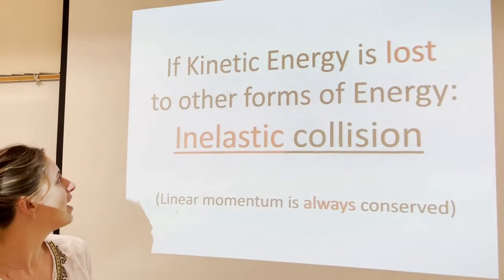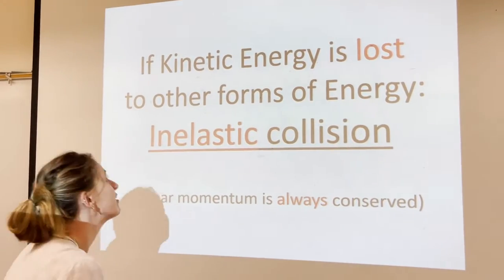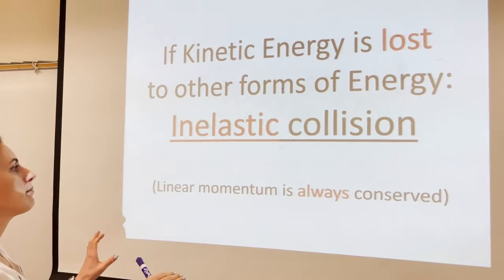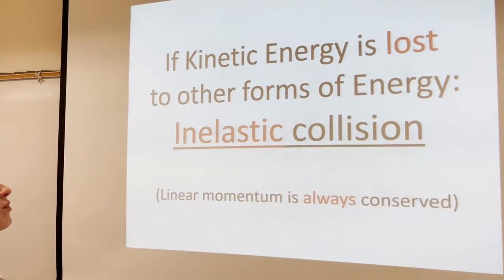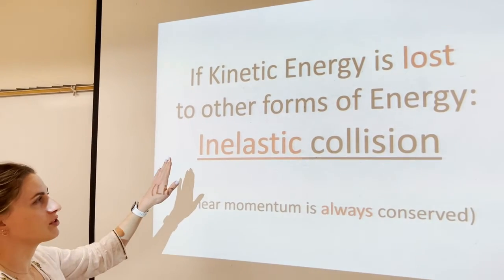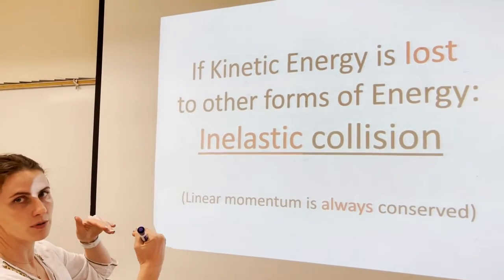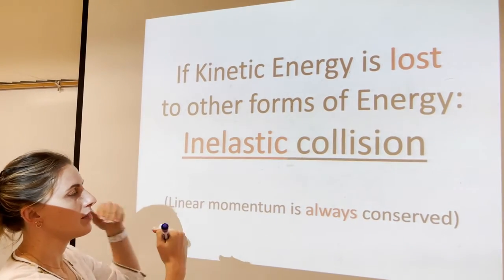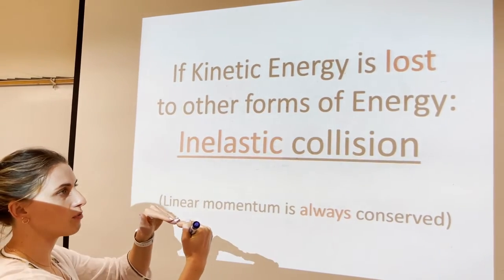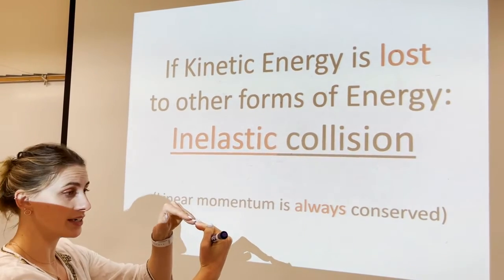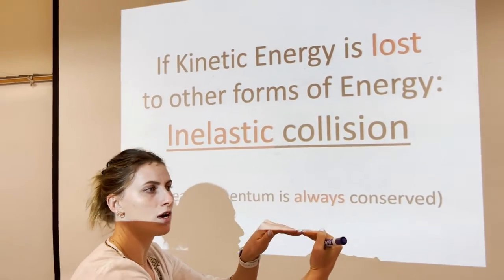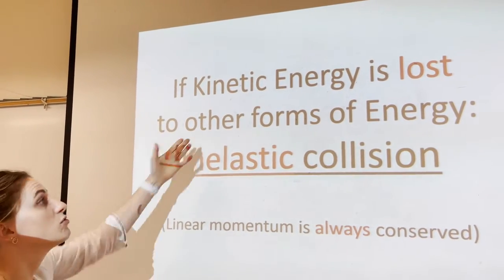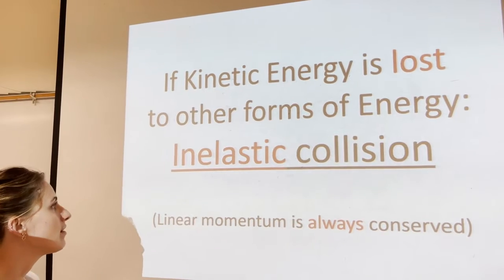If kinetic energy is lost to other forms of energy, we call this an inelastic collision. But keep in mind, linear momentum is always conserved. What did this look like with our lab that we did with the red and blue car? It's when we had the Velcro. They ran into each other, and one of them was going a certain speed. When they ran into each other, they stuck together. That's one characteristic there. But more importantly, they moved off together slower. So that's what we mean when we say kinetic energy is lost to other forms of energy. It's not lost forever. So that is inelastic.